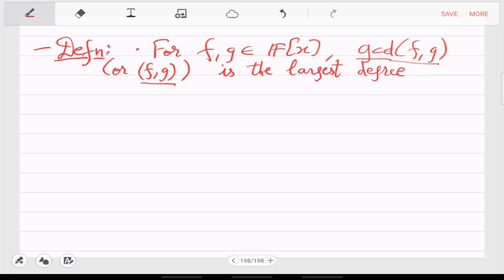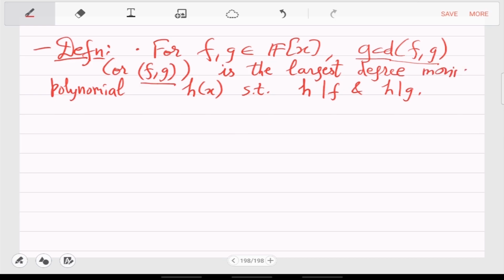H such that H divides f and H divides g. We should also say that it's monic, so largest degree monic polynomial. Okay, so that is the greatest common divisor of two polynomials.